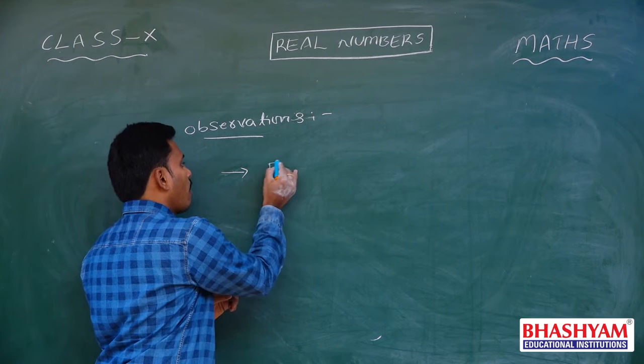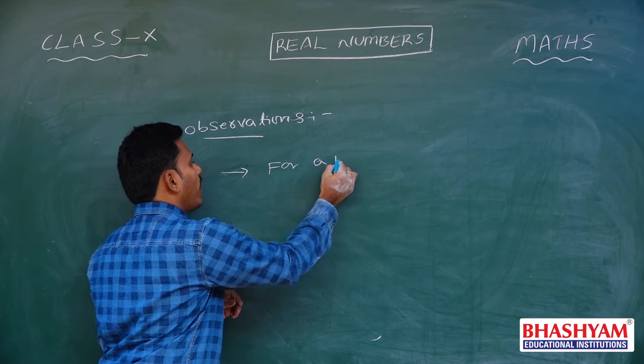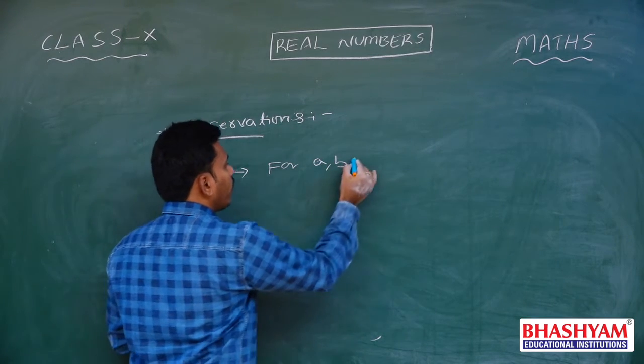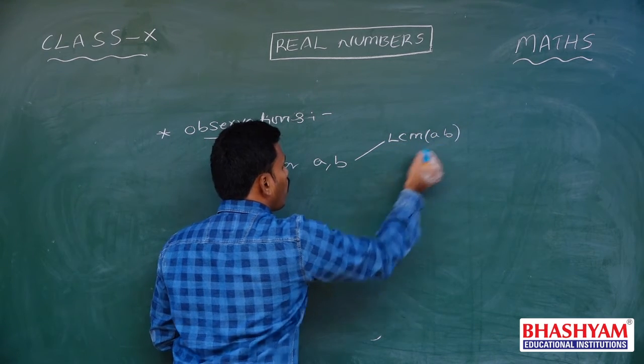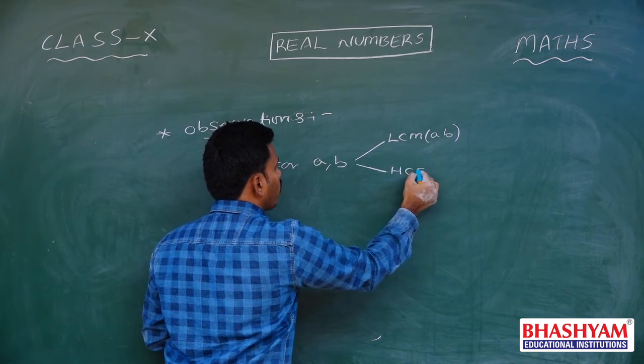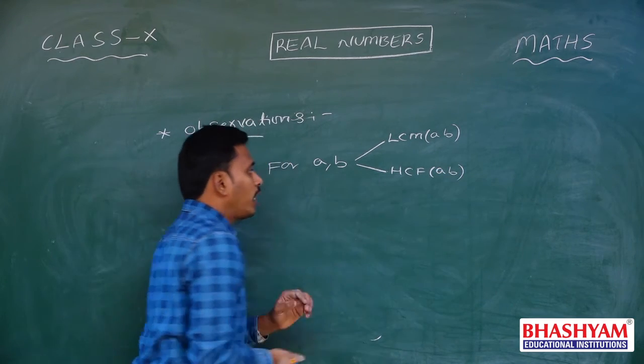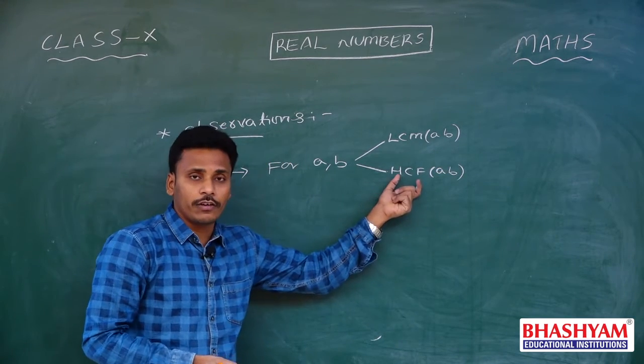Suppose I have two numbers A and B, and you find the LCM and HCF of these two numbers, say LCM of A, B as well as HCF of A, B, and think about what the HCF is.